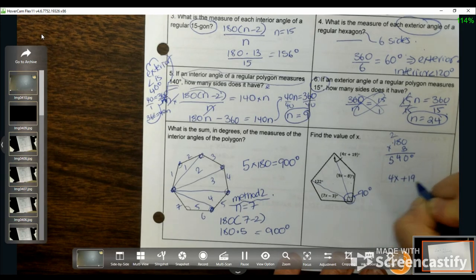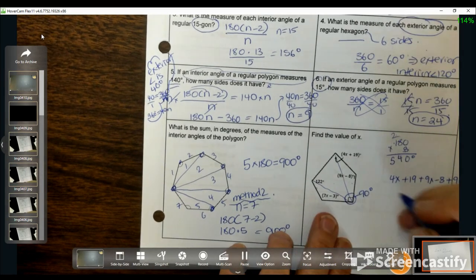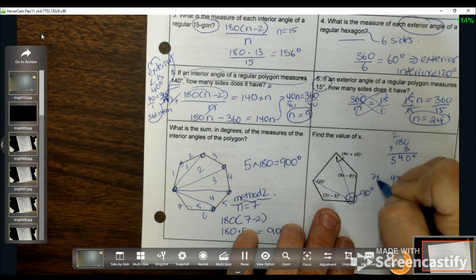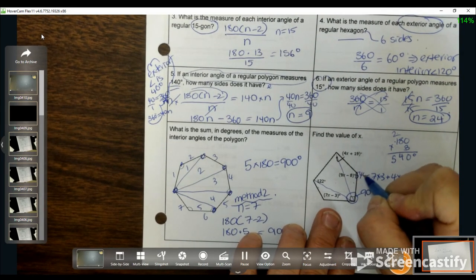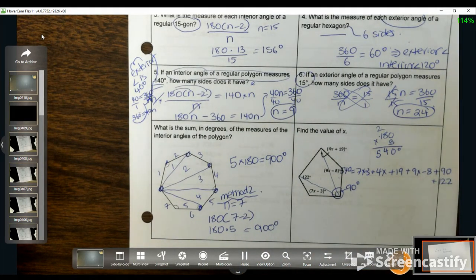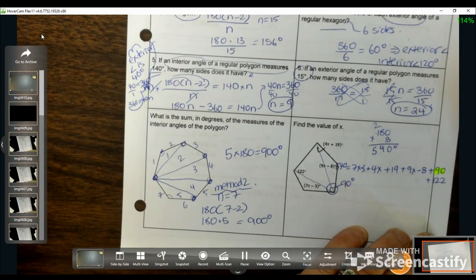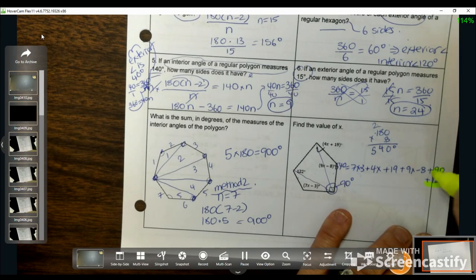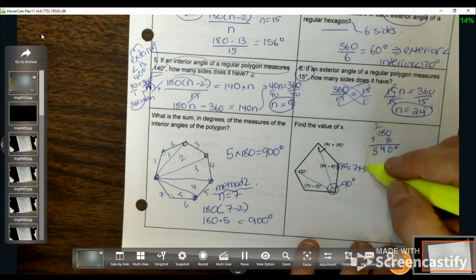And now we're going to add 4x plus 19, plus 9x minus 8, plus 90, plus 122, and I think 7x minus 3. And that's all equal to 540. I'm going to add up all the numbers first. So my numbers add up to 90 plus 122 minus 8 plus 19 minus 3.